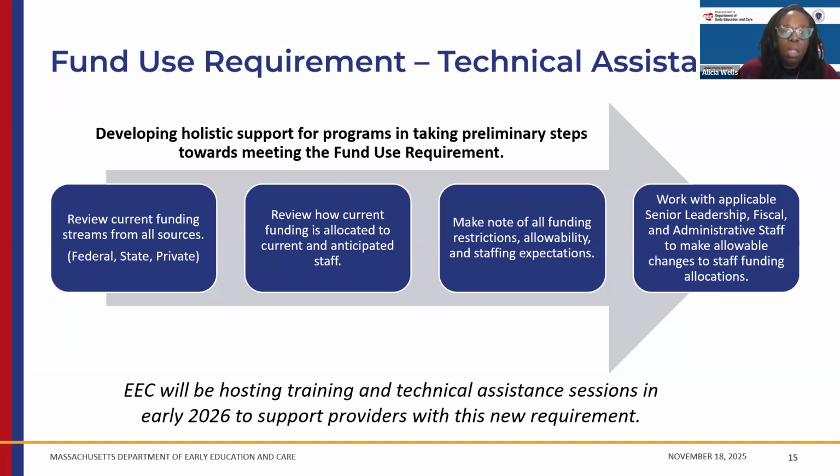Next, you would make note of all of the funding restrictions, any funding allowability, and staffing expectations. These restrictions would be included in applicable RFRs, contract conditions, or other contract agreements. Lastly, work with leadership staff within your program, senior leadership or organization to make the allowable changes to staff funding. Internal communication is critical when discussing, reviewing, and revising where there's allowability. Organizations should also work with their CPAs as well.